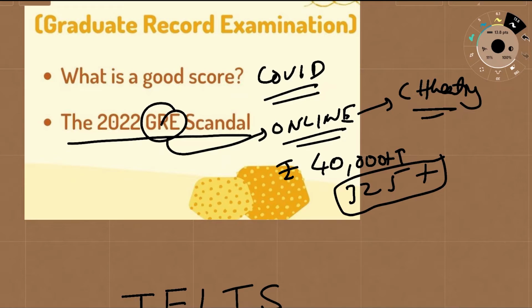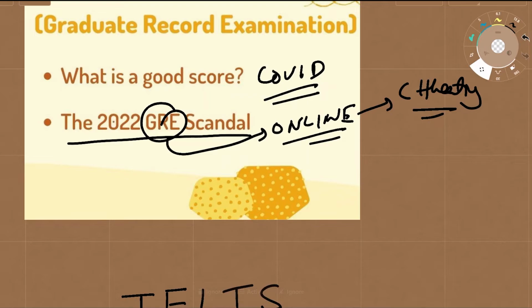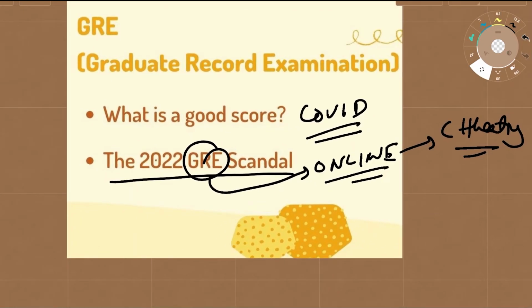And it takes around 2 or 3 months of preparation to get this score. And students were just paying 40,000, 50,000 rupees and getting this score. So this was a huge scandal this year, and many universities made GRE optional. Many universities just did not even consider a GRE online score.